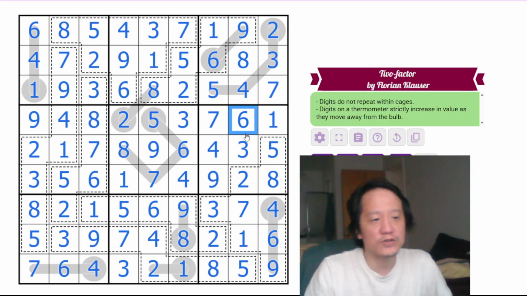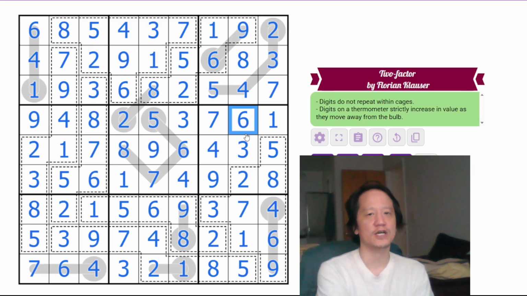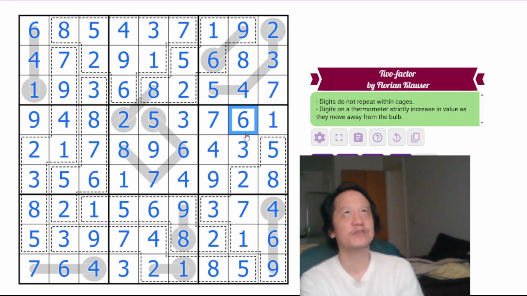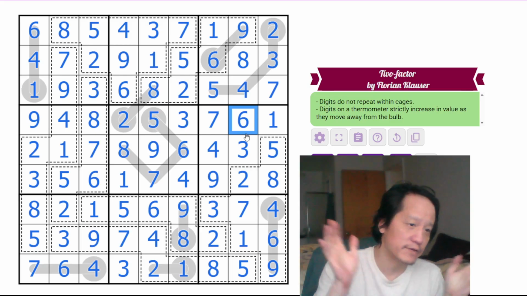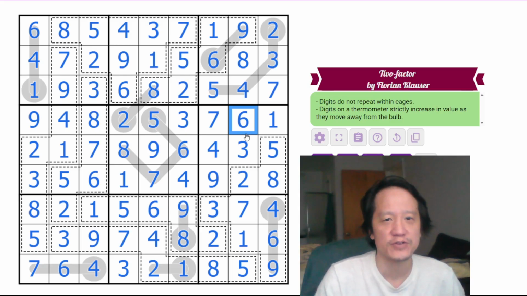Very cool use of the cages and those geometries. I'll have to think about that in the future to see what those cage geometries have. Very nice setting of the puzzle, and yeah, it was definitely worth the solve.